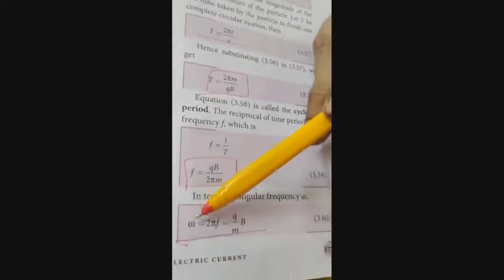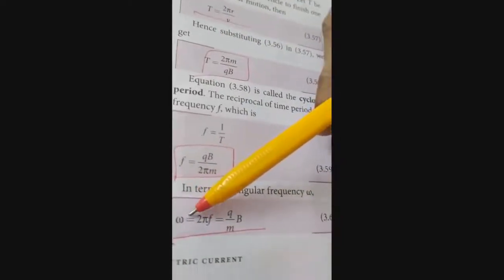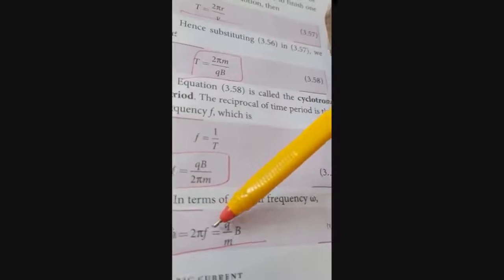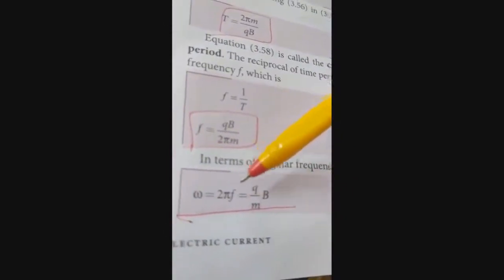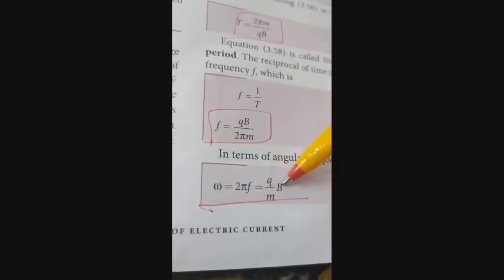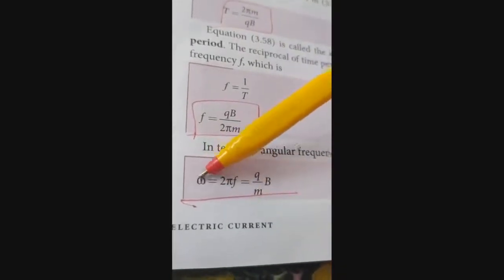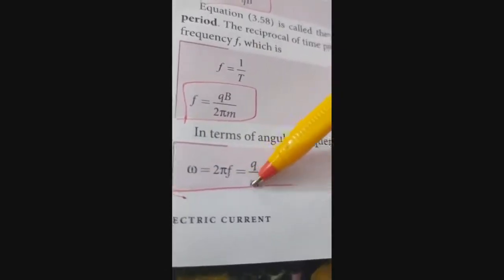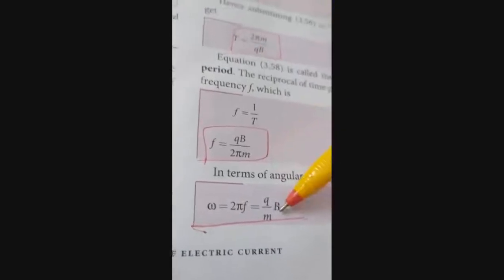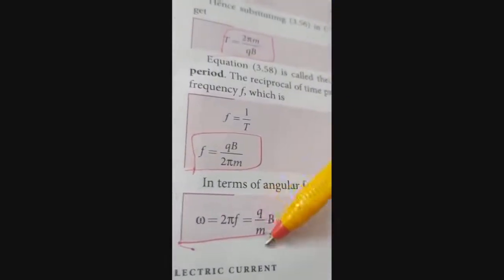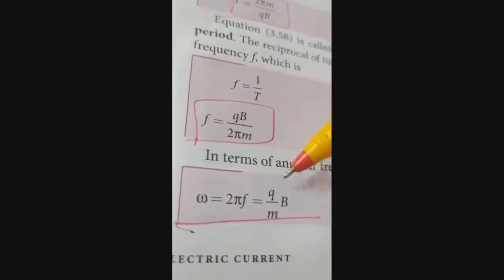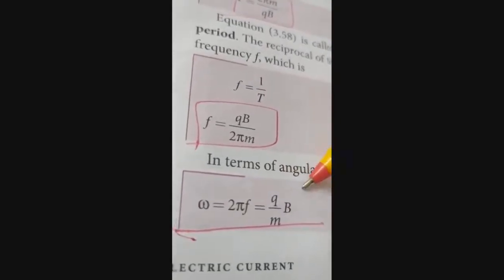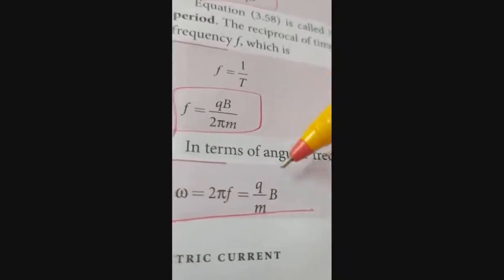And what is omega? Omega is angular frequency. Angular frequency has the formula 2 pi f. Here omega is angular frequency, whereas f is frequency. You can substitute for f and you will get qB by m. So this is angular frequency, where q is the charge, B is the magnetic field, and m is the mass of the particle. In all these equations, you have only q by m, that is the charge by mass ratio, and other things, that is velocity and radius, are not involved in this equation.